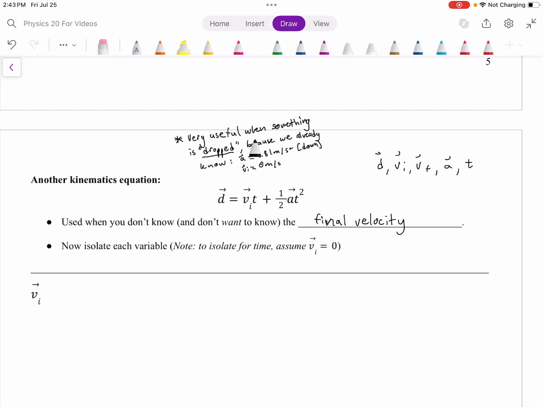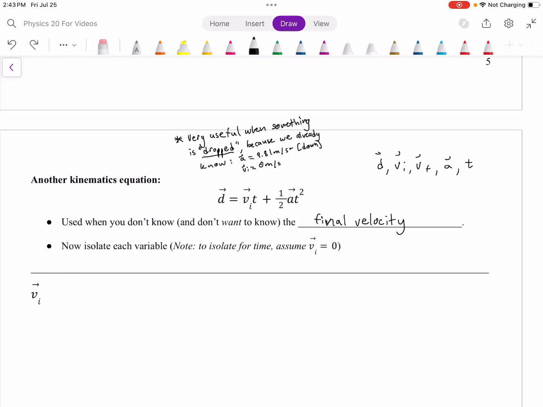This one's often very helpful when something is dropped. And the reason is that we already know the acceleration and the initial velocity whenever something's dropped, right? The acceleration will be 9.81 meters per second squared down because that's acceleration due to gravity on Earth. And the initial velocity will be 0 because it wasn't moving yet when it was dropped. And that makes this even nicer because then that whole term goes away.